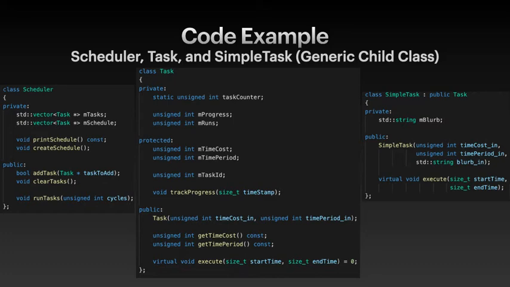The scheduler class keeps track of the tasks it needs to run, creates a schedule of how to run them, and provides public methods for adding tasks, clearing the schedule, and running the current tasks. The task class keeps track of its progress and how many times it is run for its time constraints, as well as the constraints themselves and a task ID. It provides a constructor, getters for its parameters, and a method to execute the task. The child class for task, simple task, has a blurb to say what it is doing and a virtual execute method so it can be called from a parent pointer.